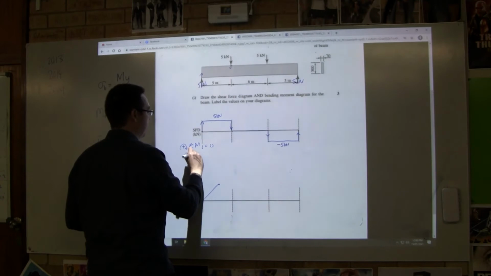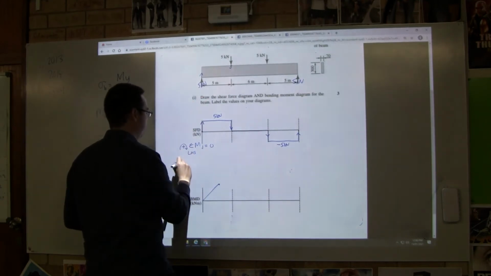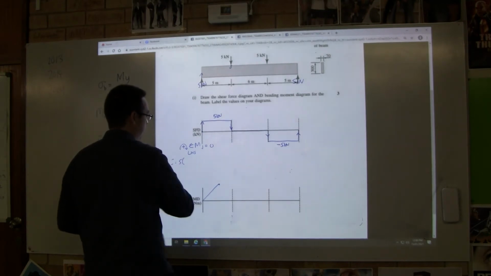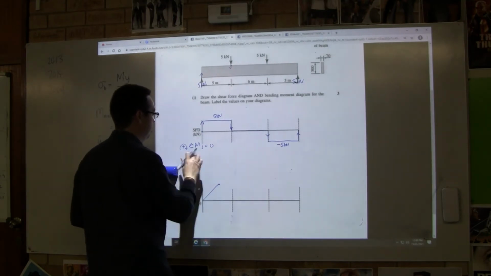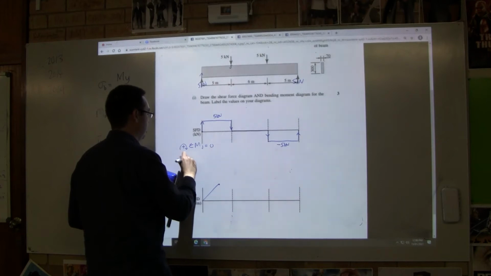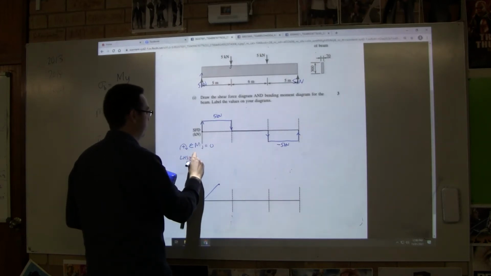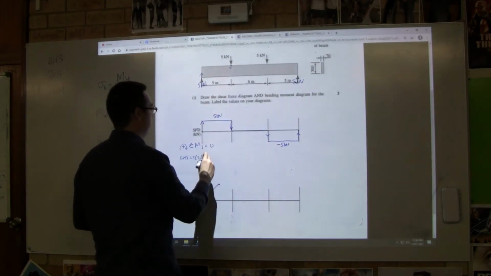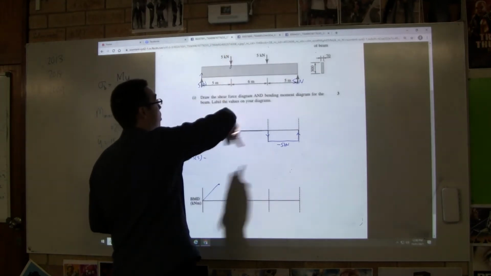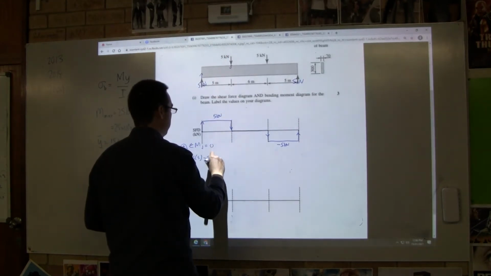We're just taking the left-hand side. We've got 5 times 5 meters away. Or actually, we should really write it like this. We should write LHS equals 5 brackets 5, and then I have that's going clockwise, and then I have 5 brackets 0.